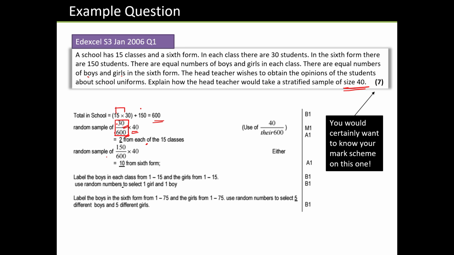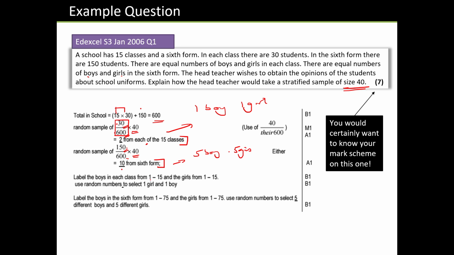So over here, they put the sixth form in. So they put 150 out of, again, the whole population, so the share of the population, and then we just apply that to the desired sample size. It gives us 10. So we've got 2 from each of these 15. So we've got a 30 there, and then we've got a 10 there. We also say in here that we had equal numbers of boys and girls. So you could be really, really specific. You can say 1 boy, 1 girl from each class lower down in the school, and then you can say 5 boys, 5 girls from the sixth form.